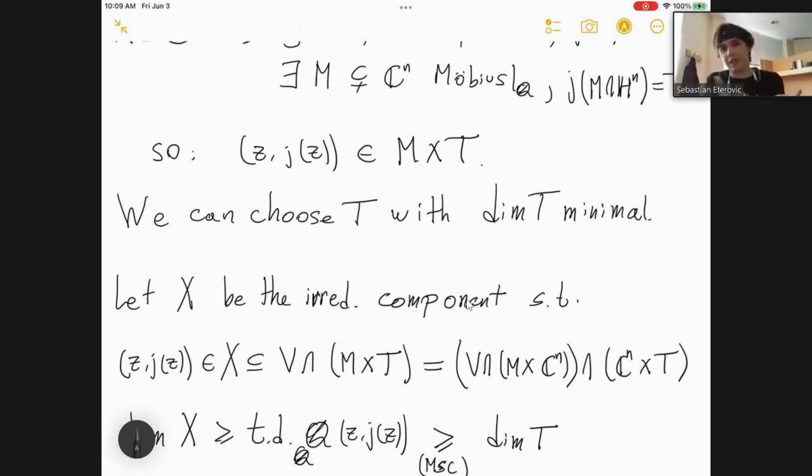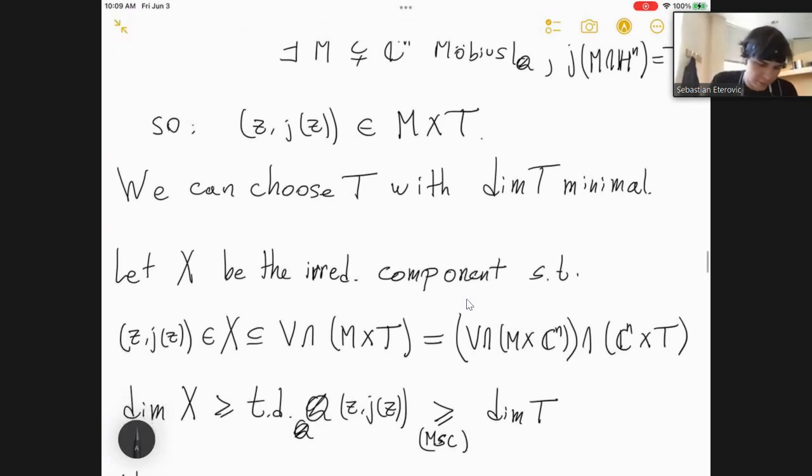But it should be clear that this is an equality. I mean, there's nothing deep happening there. So if I'm going to try to use Zilber-Pink, I need to find something atypical. I need to find an atypical intersection. So X is my candidate, and I would like to find the lower bound for the dimension of X.